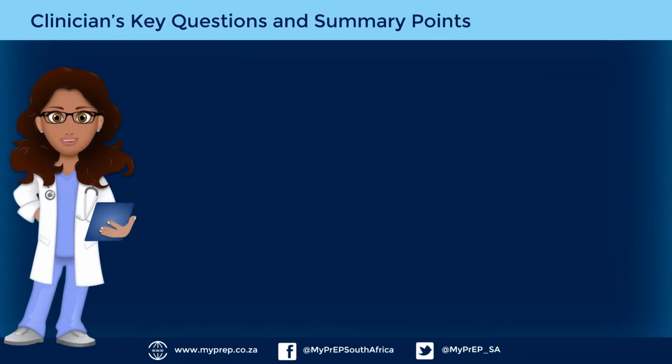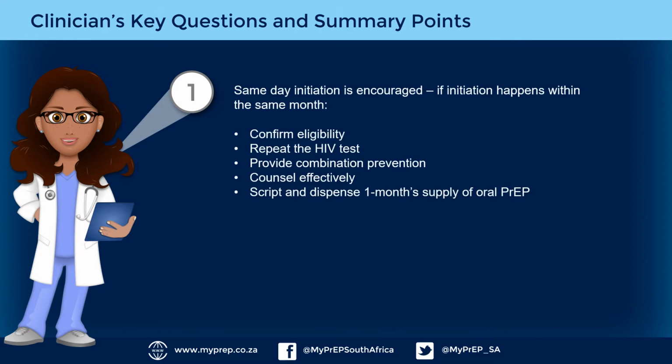Theme 3 was a short one, but let's just take stock before proceeding. Same-day initiation is encouraged, but if that is not possible, be sure to initiate the patient within 1 month. At that visit, confirm eligibility, repeat the HIV test, provide combination prevention, counsel the patient effectively, and script and dispense 1 month supply of oral PrEP.